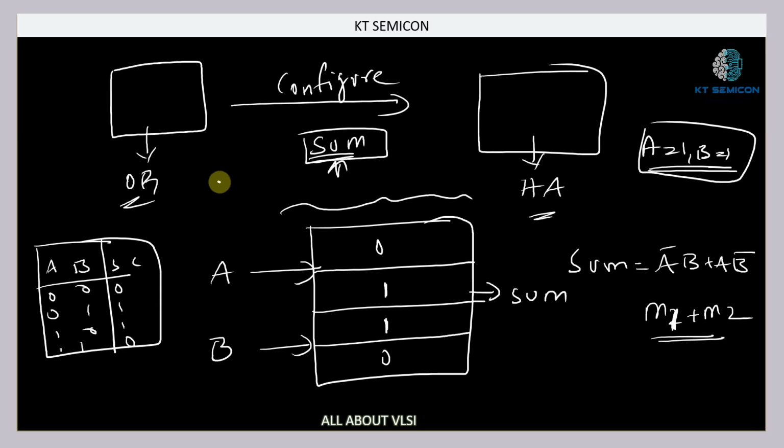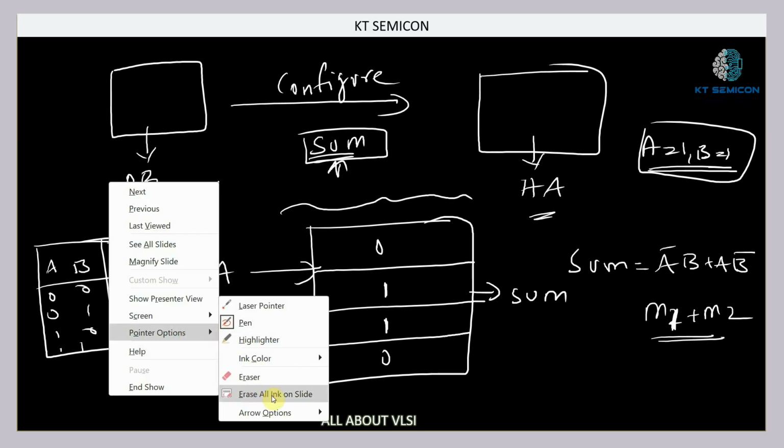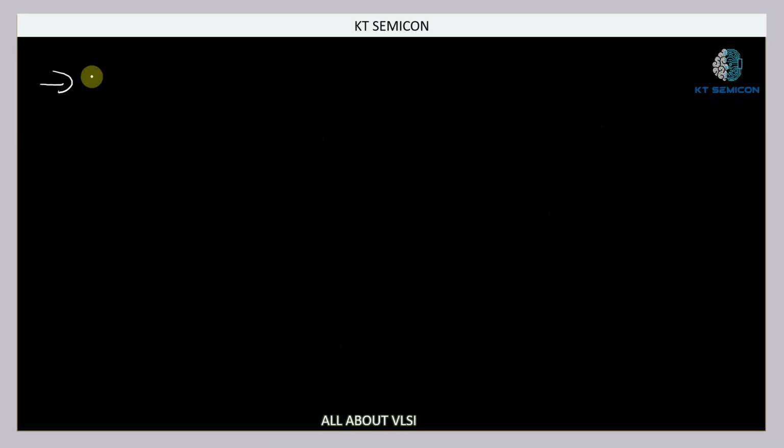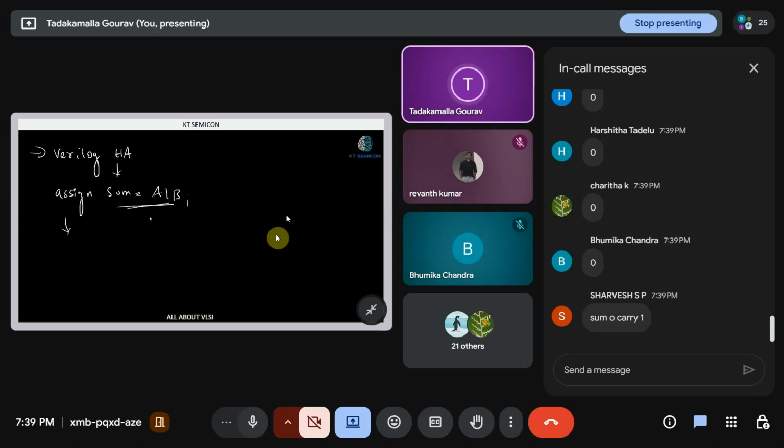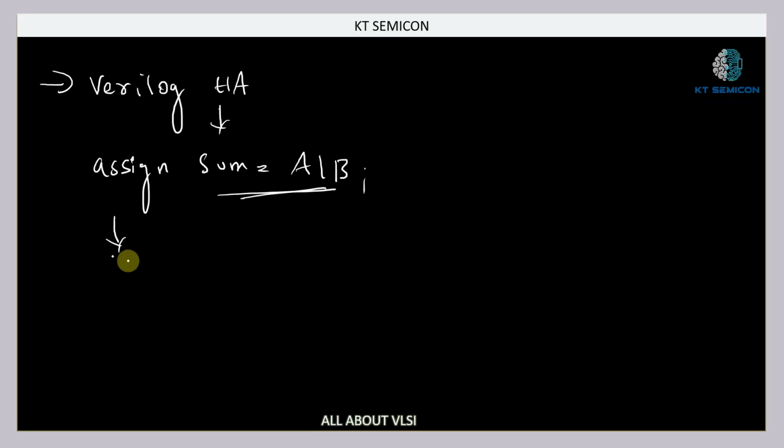Now, let's say you have written a Verilog code for your half adder, right? And in this half adder code you have written assign sum is equal to A or B. The compiler doesn't know whether you are writing half adder code or full adder code. It is just going to check for the syntax, right? And if the syntax is all correct, then it will be compiled, synthesized, and converted into LUTs. So it will be mapped into LUT logic.